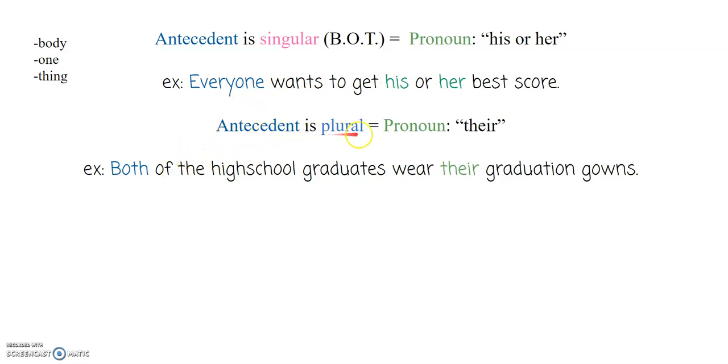Also, whenever you have a plural antecedent, your pronoun is going to be their. So both of the high school graduates wear their graduation gowns. Both, remember, is plural, even though there's not an S on it, because we're talking about two people.